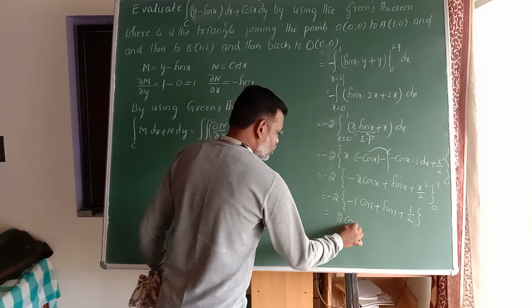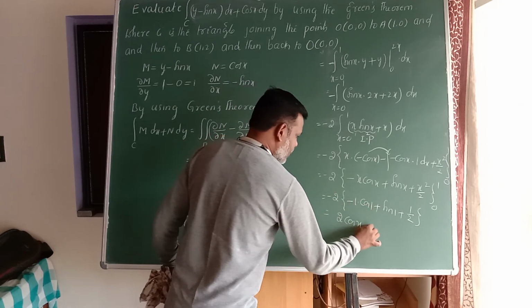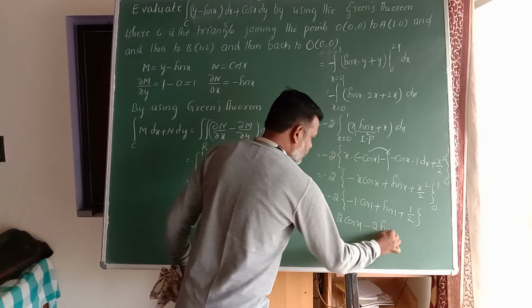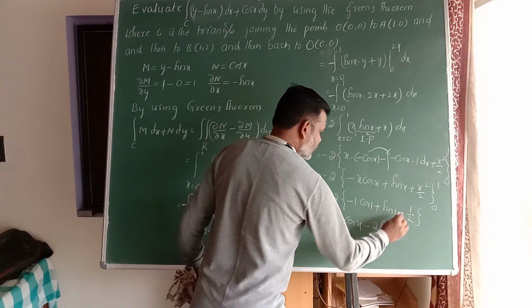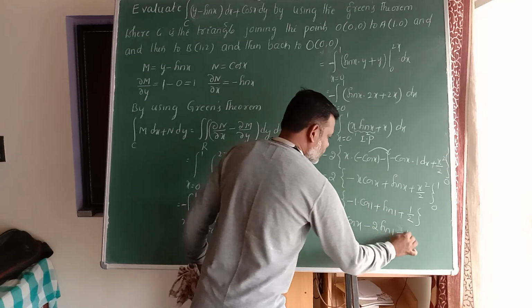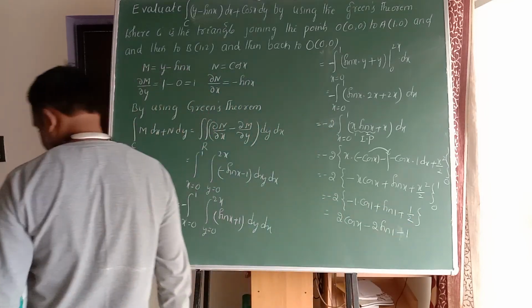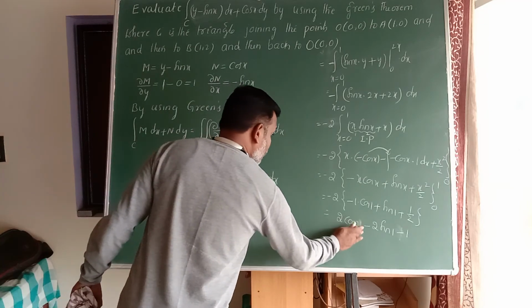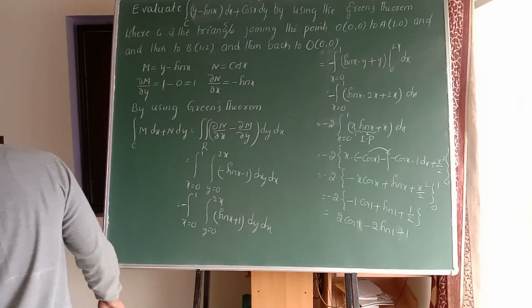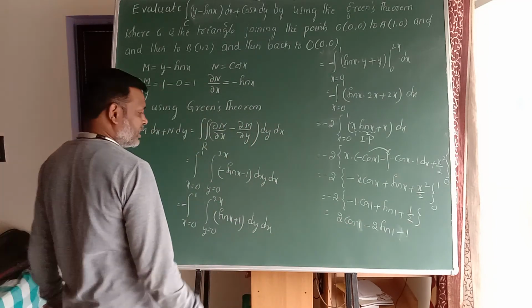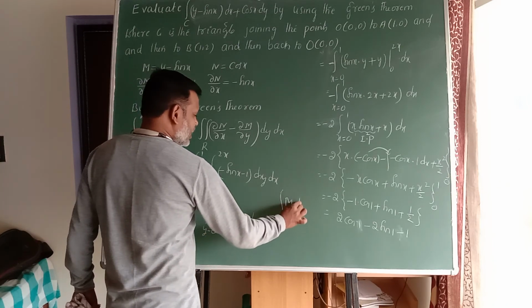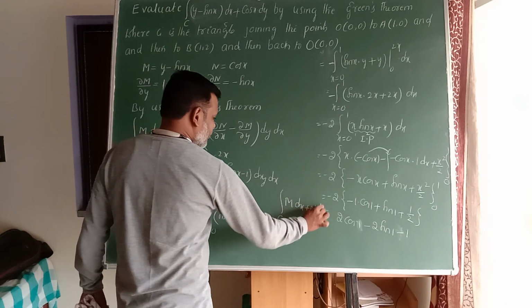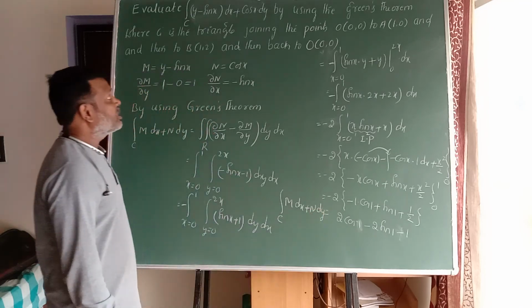What happens here? 2 cos 1, minus into plus minus 2 sin 1, plus plus into minus, minus 2 into this is minus 2, gets cancelled, that you will get 1. So 2 cos 1, not x, that is 1. 2 cos 1 minus 2 sin 1 minus 1. This is the line integral over C of M dx plus N dy. This is the evaluation of the values.